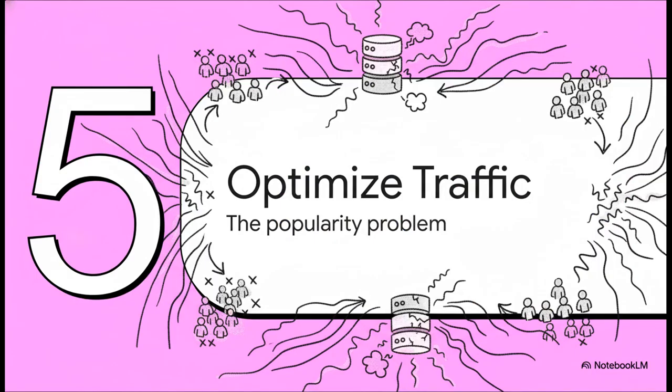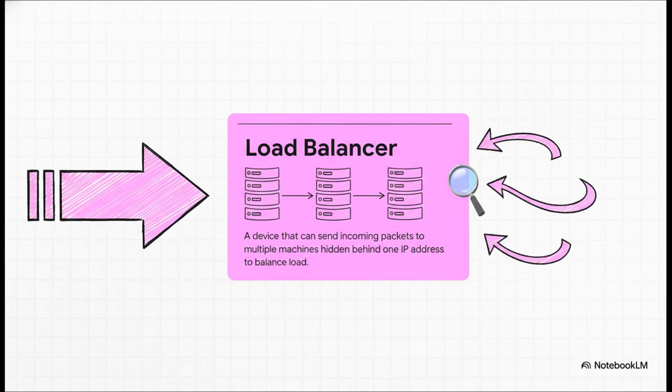Okay, so our network is now connected and secure. But what happens when we get successful? It's a good problem to have, right? But if you're running a popular website, thousands of users might try to connect all at once, and that can totally overload your server and crash your entire site. The solution to this is a load balancer.